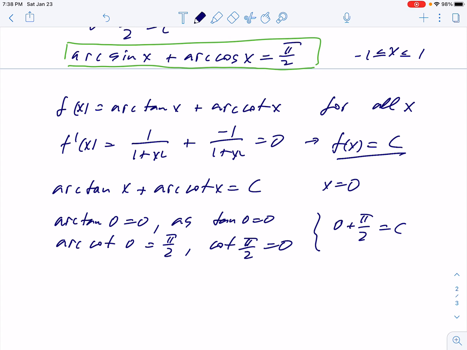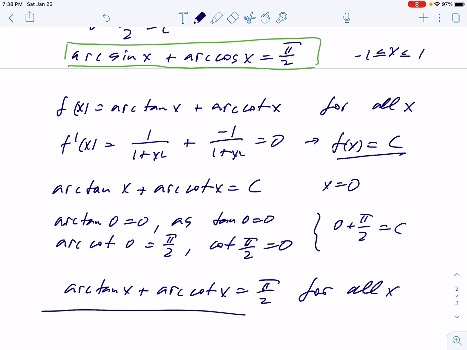And we have this identity. Arc tangent x plus arc cotangent x equals pi over 2 for all x. Let's put this in green also. Nice identity.